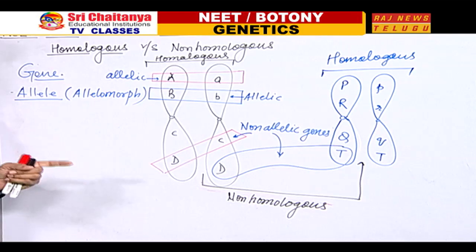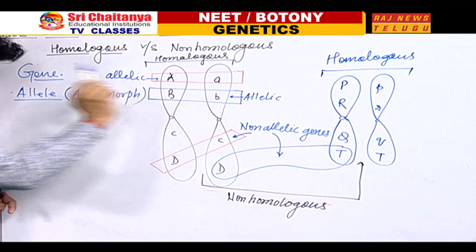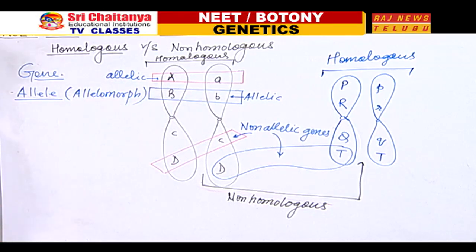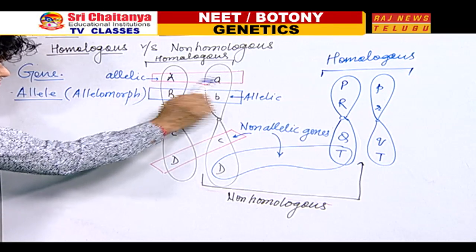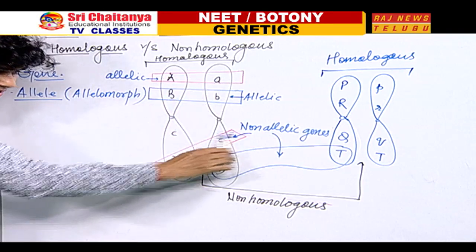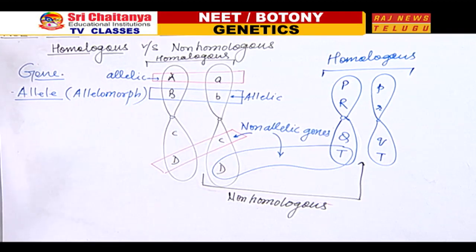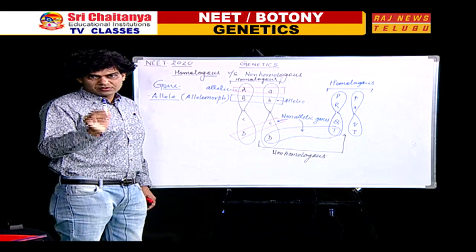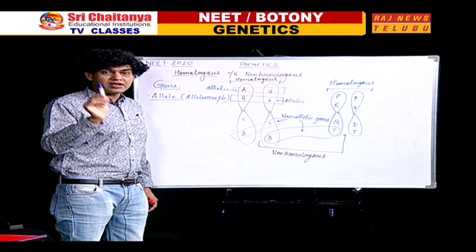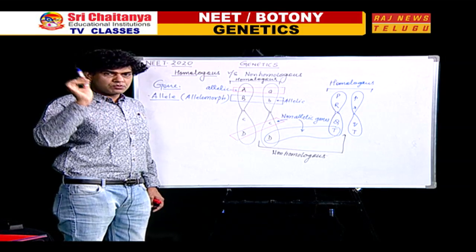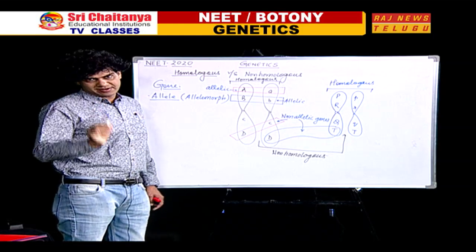all the alleles are genes. All the alleles are genes, but all the genes are not alleles. D and C are also two genes, but they are not two alleles. A and A are also two genes, but they are two alleles also. So these are the genes, these are the alleles. These are the genes, but these are not the alleles. So all alleles are genes, but all genes are not alleles. You can use the word allele only in the condition of common chromosome, common locus, common character. That's it.